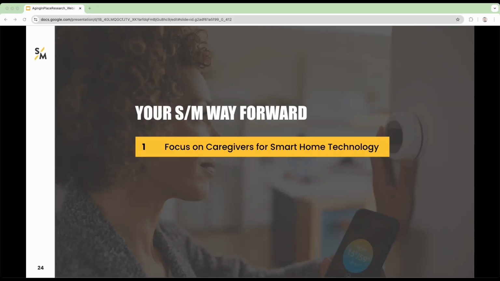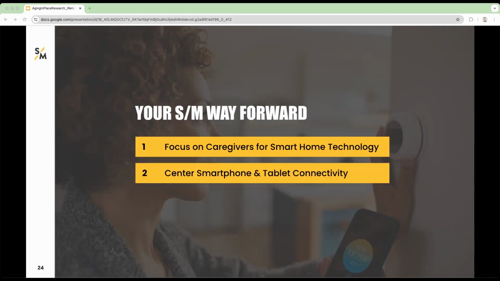Yeah, Brian. But of course, that doesn't mean that we leave the aging in place person out of the equation entirely. We just need to find the right connection point. And through our research, it looks like centering on smartphone connectivity is that spot. While aging in place persons struggle to see the value in smart home devices, the one device we know will be critical to them in their aging in place journey is the smartphone and the tablet. Knowing this can help us shape our messaging by focusing on the smartphone as the center of all that activity. While they might be hesitant to learn new devices, the more we plug and play with those devices with aging in place persons, the more receptive they'll be.